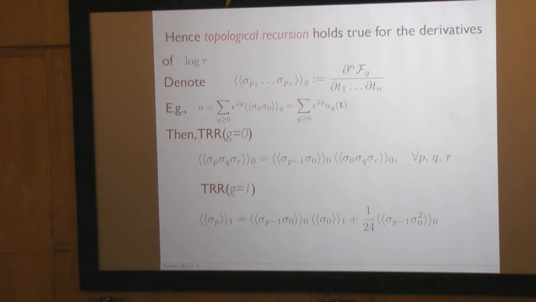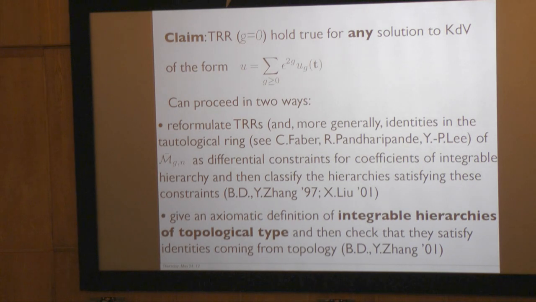So the question is, what is special about the Korteweg-de Vries hierarchy? What are other hierarchies? Are there some other examples? And how to classify such examples? How to construct them? So we can proceed in two ways. We can just study carefully the first way.